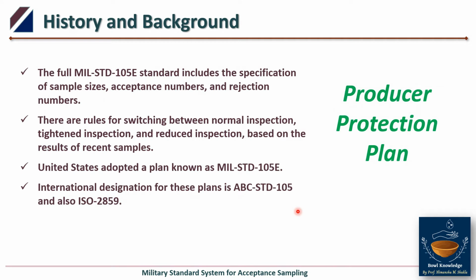Now, history and background of military standard tables. So the MIL-STD-105E standard includes the specification of sample sizes, acceptance number and rejection number. There are rules for switching between the levels of inspection, which we will see on the next slide. So normal inspection, tightened inspection, which is based on the result of recent samples.